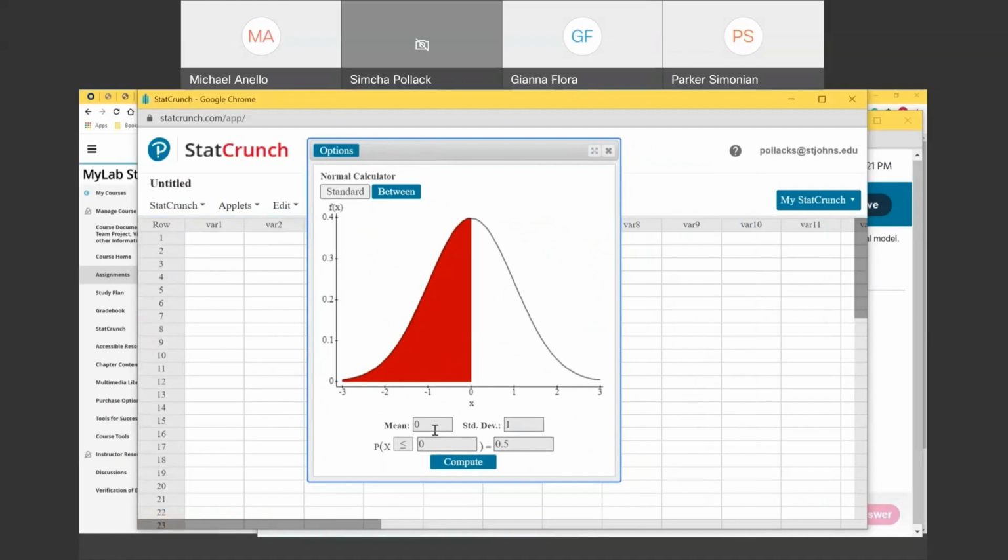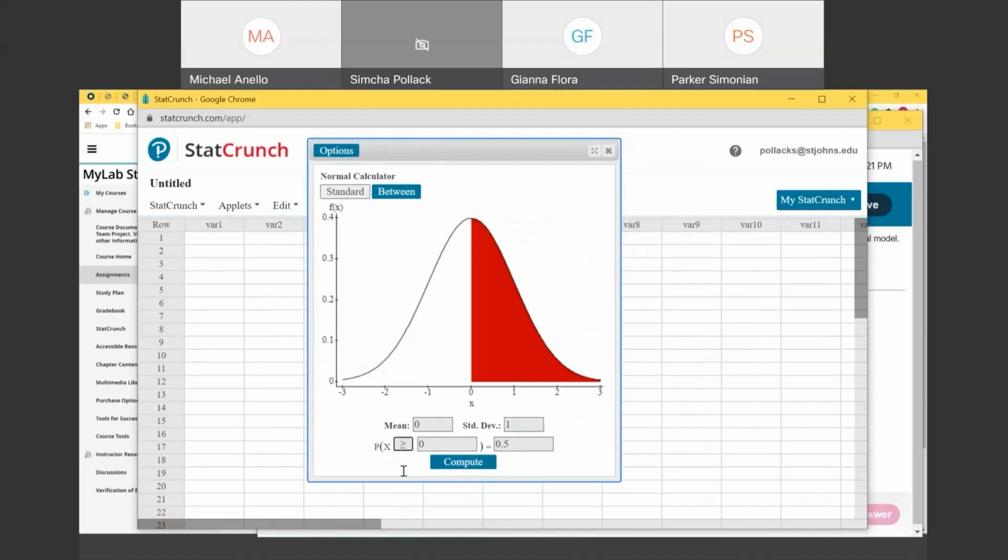And this solves the problem for you, because there are three kinds of problems. There are problems where you want to know the area below a certain point, in which case you use less than. In other examples, you want the area or the probability to the right of a certain point, higher than a certain value, so you change this to a greater than. And then there's another kind of question, where you want the area between two points; you click on between. But right now we're doing the standard problem, greater than.